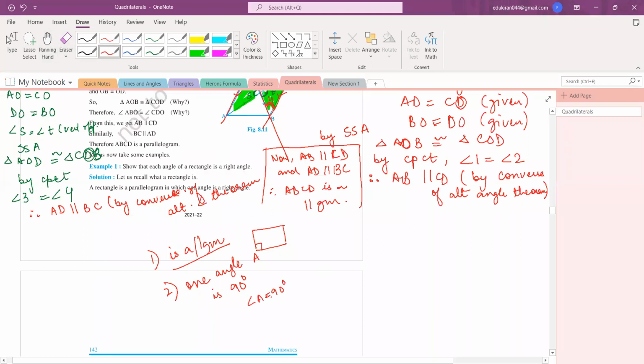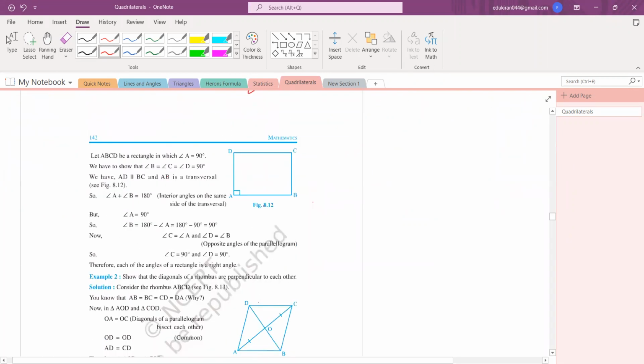Okay, let's move to the question now. It is saying that show that each angle of a rectangle is a right angle. So you have to show that each angle of the rectangle is a right angle. Now you have a rectangle here. So first of all, write what is given to you.